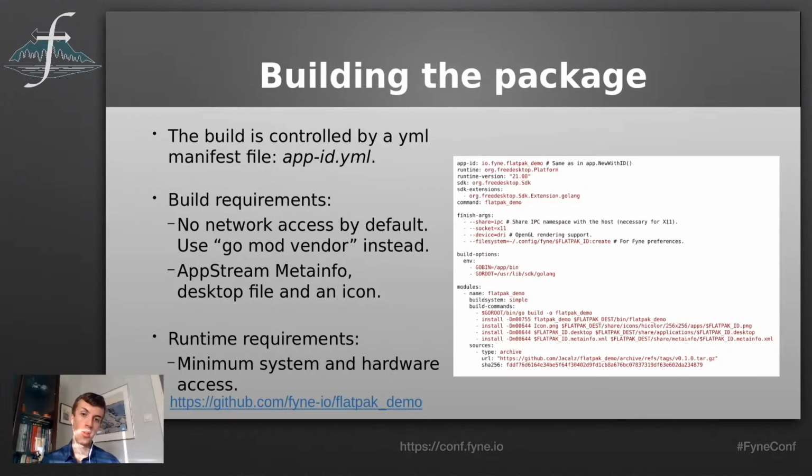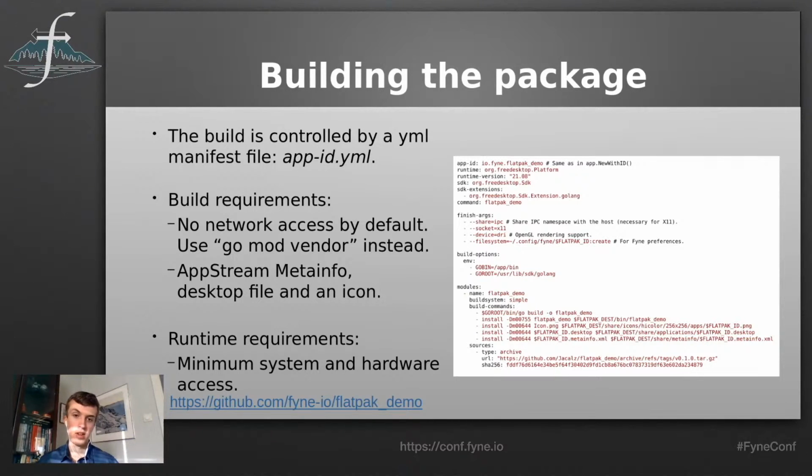We want to use the runtime, the regular freedesktop platform with the latest version, and then use the SDK when we're building, and then we need an SDK extension for Go so we can compile our Go code. And then we also need a couple of arguments to specify what parts of the system this application will need to access. And this is where build requirements come in.